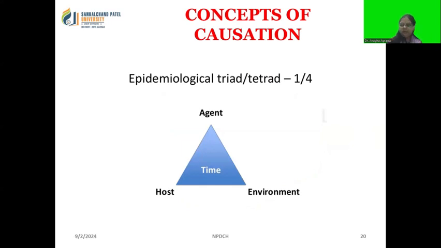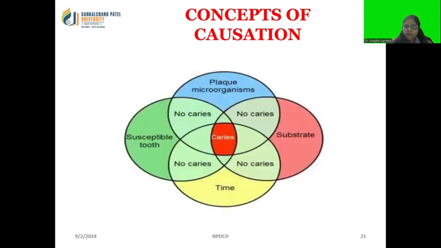So tetrad means four parts. Now one more thing has been added, that is time. That means we need to give time for these host, agent and environment to act together, so that there will ultimately be the disease. So even if you keep these agent, host and environment in one single place, but you do not give them time to interact with each other, there won't be any disease. That is the meaning of epidemiological tetrad.